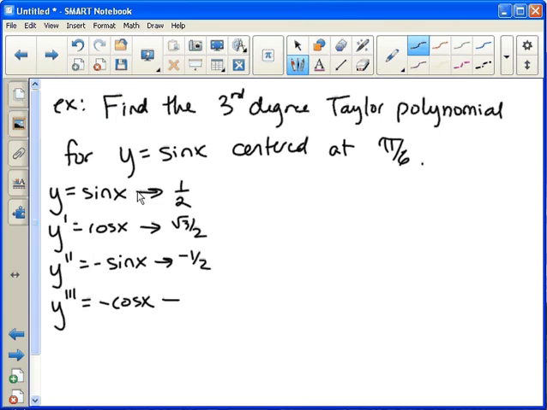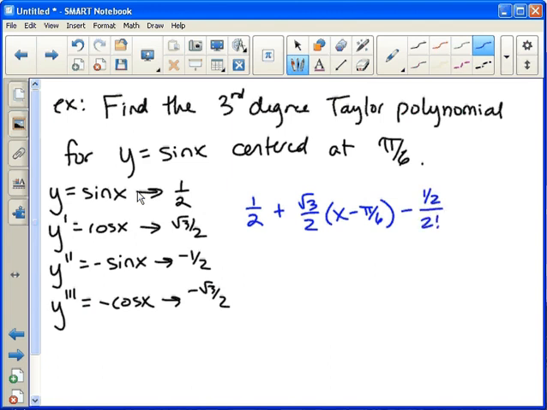Okay, I think we've worked enough with the general function. I'm just going to skip straight to the answer, so I'm not going to rewrite the general formula here. We'll have 1/2 plus square root of 3 over 2 times x minus pi over 6, minus 1/2 over 2 factorial times x minus pi over 6 squared, minus square root of 3 over 2 over 3 factorial times x minus pi over 6 cubed.